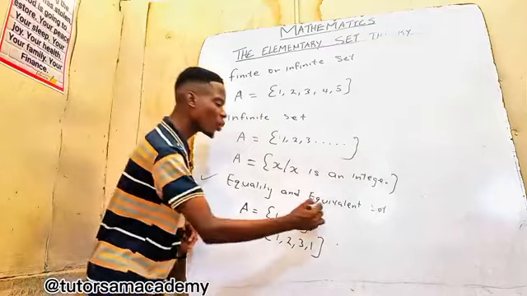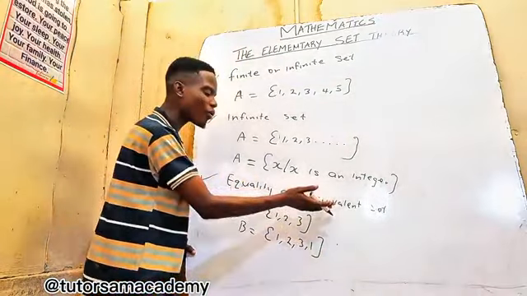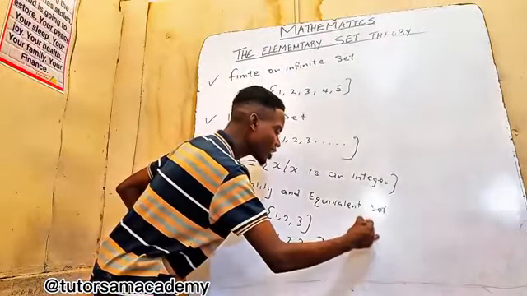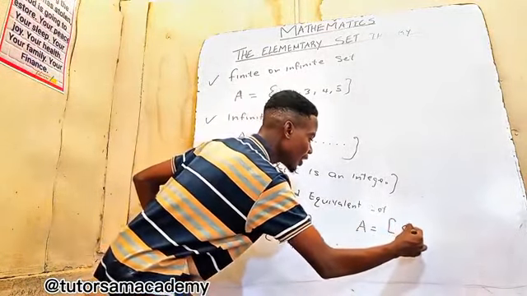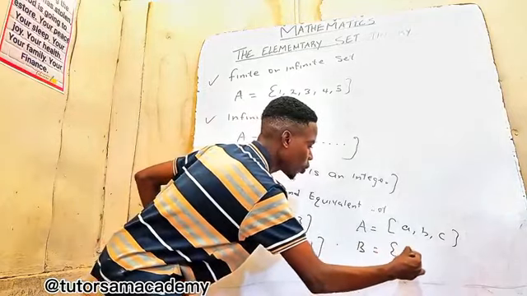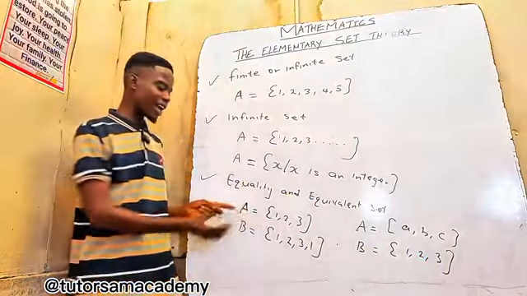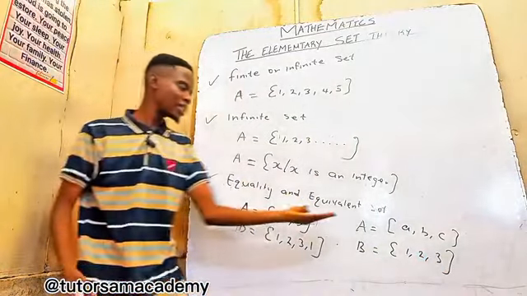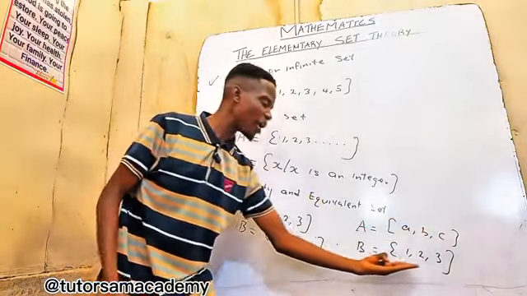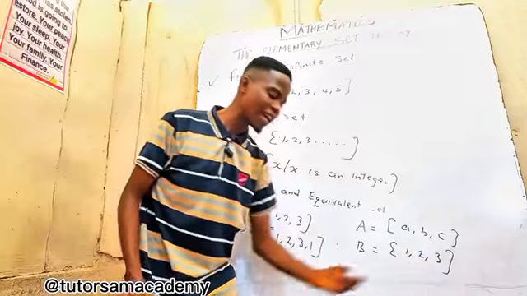Now, when we talk about equivalent sets, two sets are said to be equivalent when the number of elements in A is the same as the number of elements in B. For example, set A is a, b, and c, and set B is 1, 2, and 3. Every member here is not the same as here, but this is an equivalent set because the number of elements here is the same as the number of elements in B.